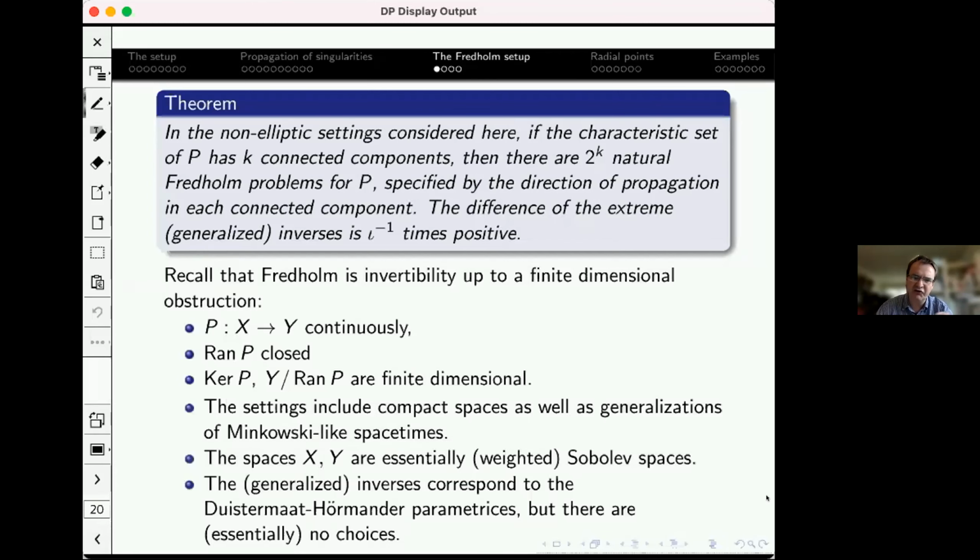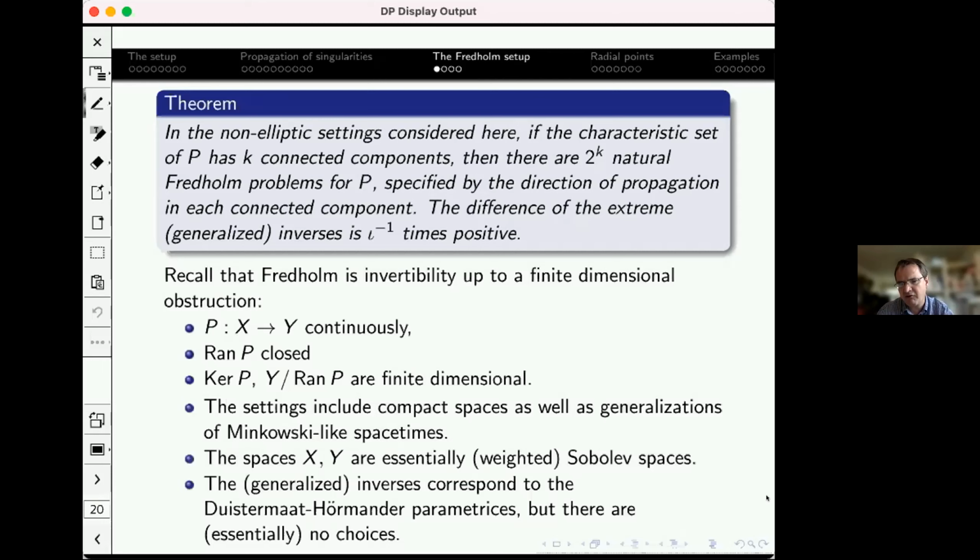And the difference of the extreme generalized inverses, if you don't actually have invertibility, I mean, you have it up to finite rank, but that doesn't mean that you have invertibility, is up to finite rank. So Fredholm theory is just invertibility up to finite dimensional obstruction. So what you want is that you have an operator between a domain and a codomain, continuous, with closed range. The kernel and the cokernel are finite dimensional.